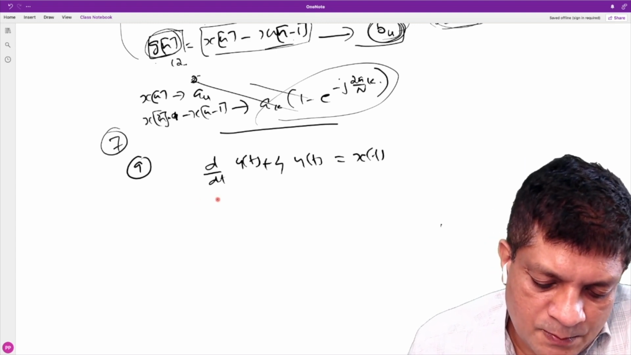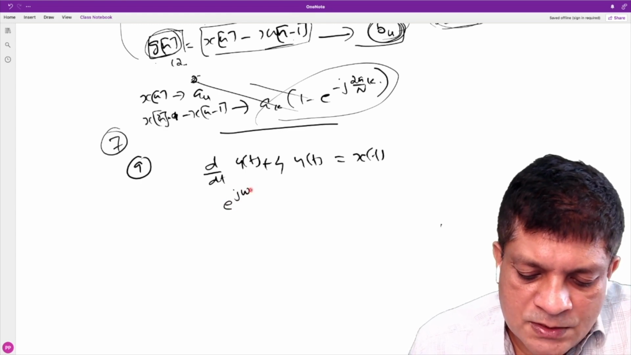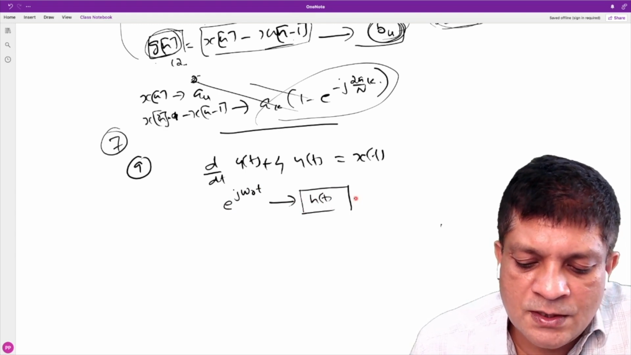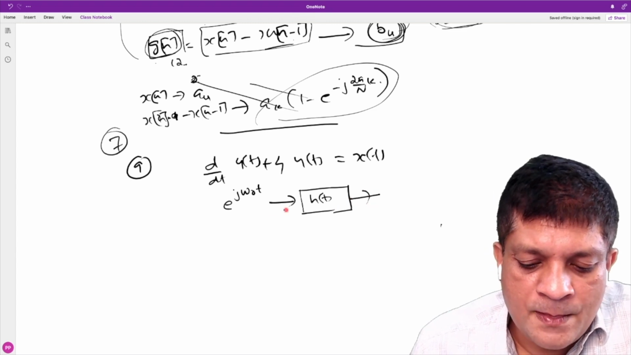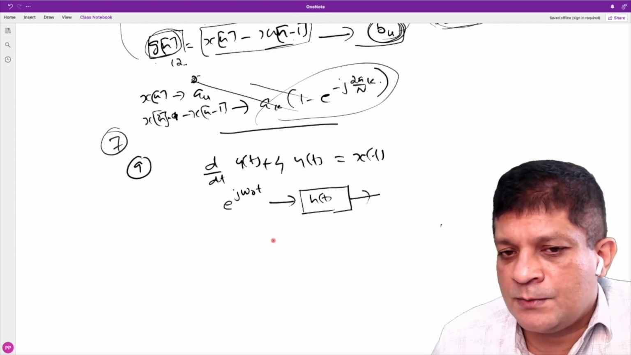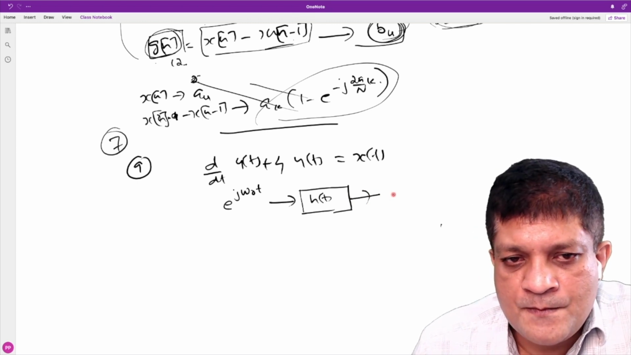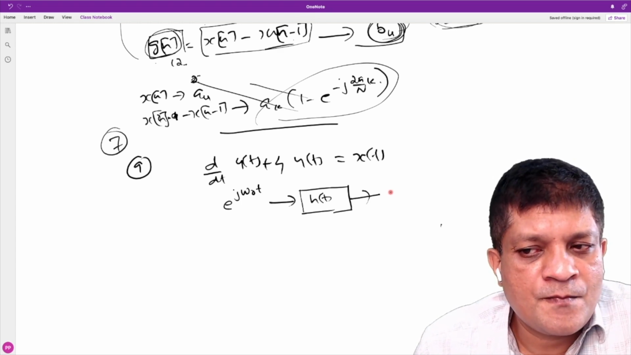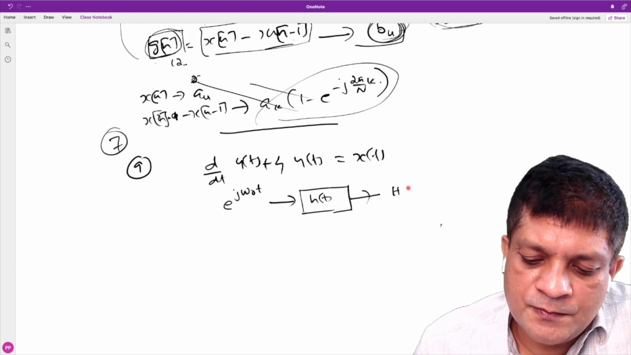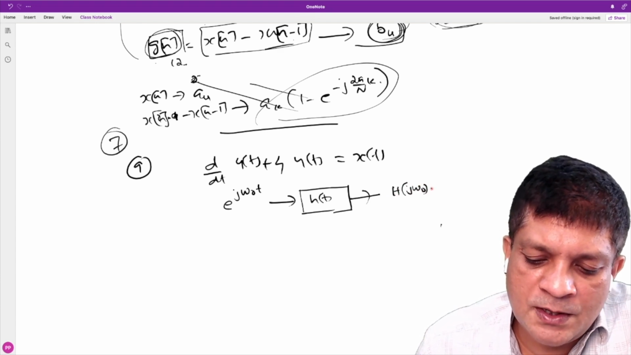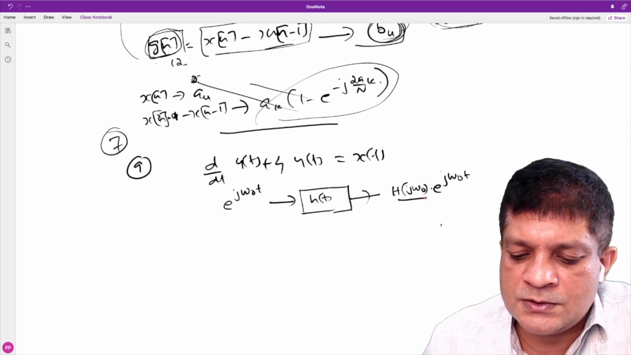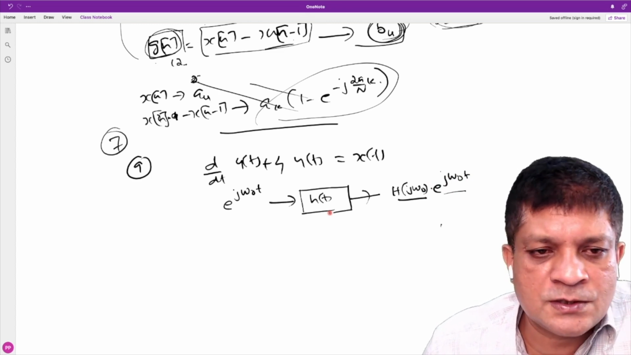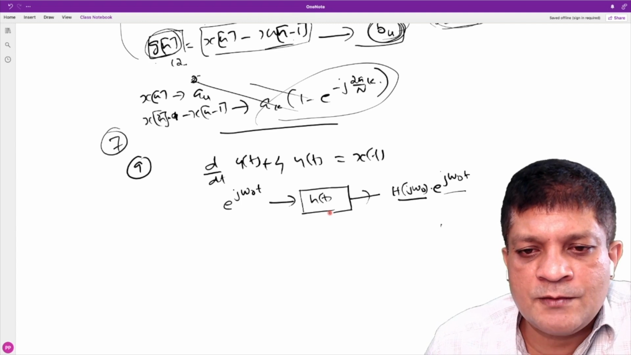And we need these properties. If you are giving e to the power j omega naught t as input to a linear time invariant system, let's say h(t) is the impulse response, what will be the output signal? Eigenfunction property of complex exponential. What is the eigenfunction property? The output is H(j omega naught) into e to the power j omega naught t. It is a constant times the input signal. That is why the complex exponentials are called the eigenfunctions of linear time invariant systems.